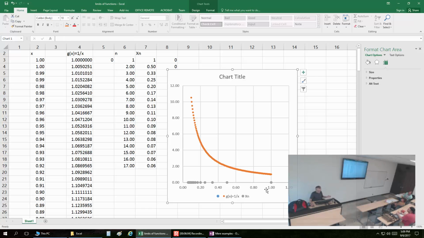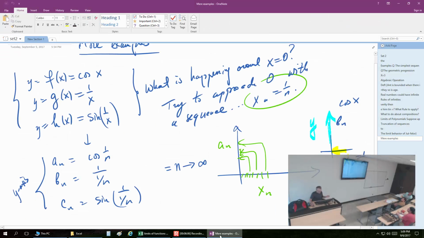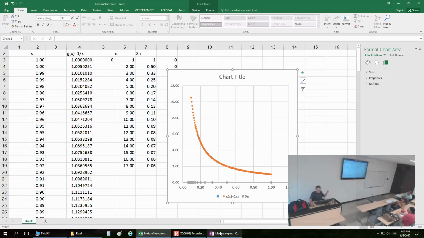This is the sequence of 1 over n, as I explained here. With 1 over n, we are making specific this idea of x approaches 0. This sentence is x approaches 0. What does it mean? It means that we pick a sequence of x's the limit of which is 0. So the sequence 1 over n is on the x-axis. Now let's find the corresponding values.